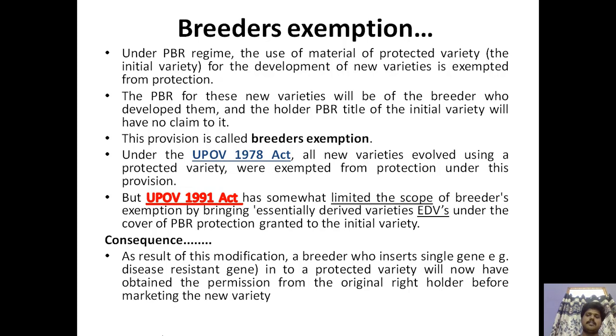So that one is referred to as an essentially derived variety. So the consequence of the UPOV 91 Act is that a breeder who inserts a single gene, for example a disease resistance gene, into a protected variety will now have to obtain permission from the original right holder before marketing that variety. So that has limited the scope of essentially derived varieties under the UPOV 91 Act.